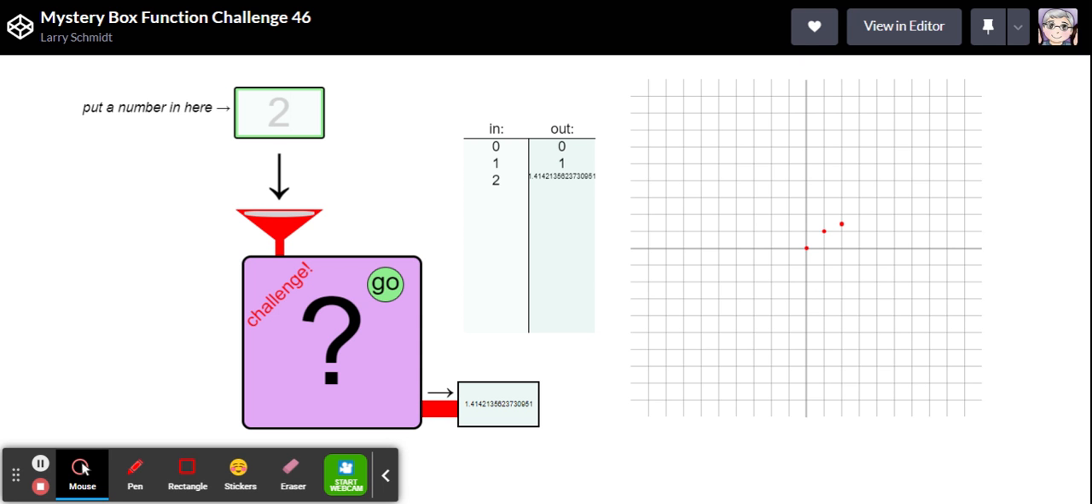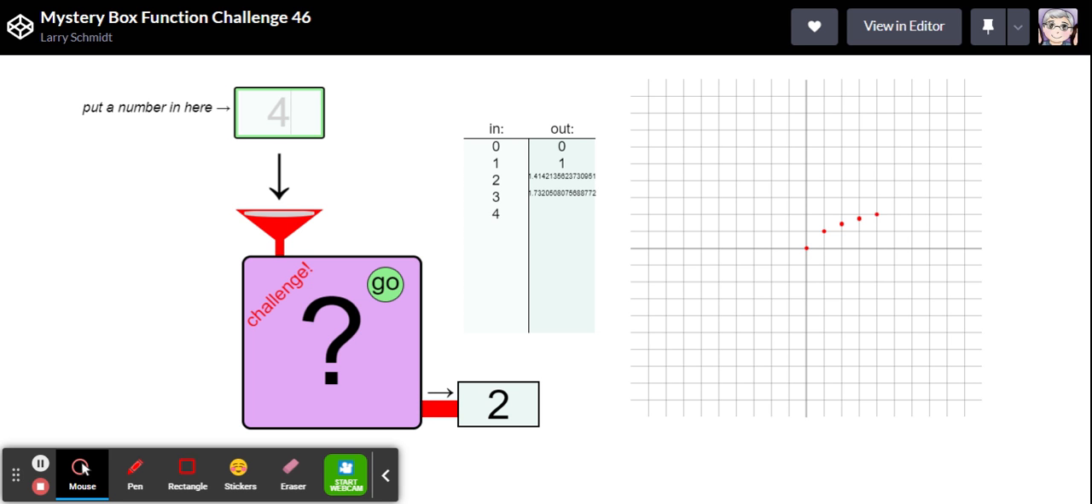So 2 gives us 1.41. Okay, that's a number I'm recognizing now. So I think I have a hunch about what this is. Let's put in a 3. Actually, if it's what I'm thinking it is, it's maybe not that challenging. I'm going to put in a 4 and predict that this is going to give us a 2.